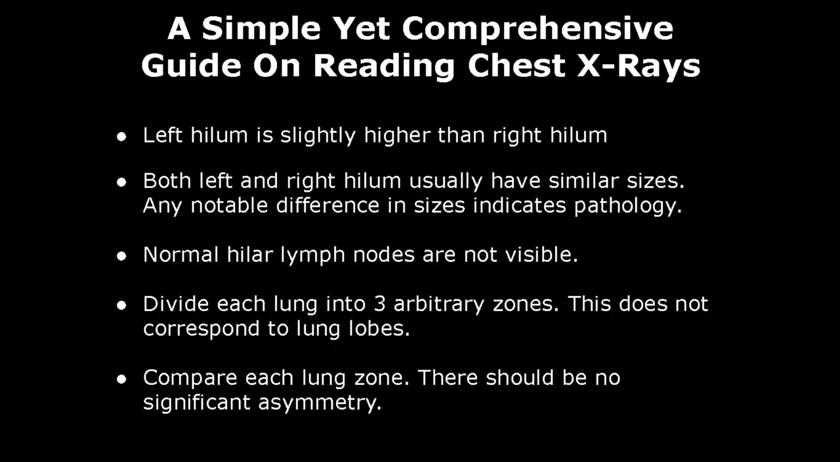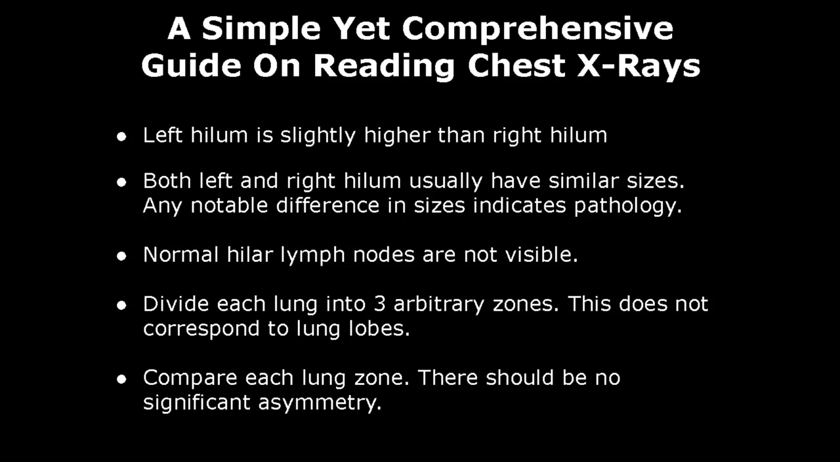The left hilum of lung is slightly higher than the right hilum, and both the left and right hilum have similar sizes. If there is any difference in size, this may be a sign of a pathology. The normal hilar lymph nodes will not be visible.